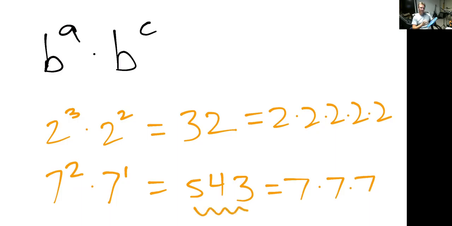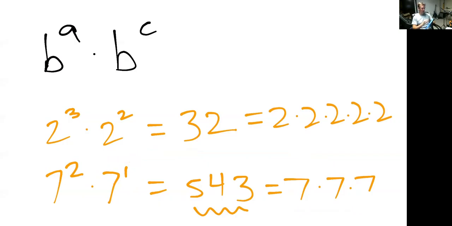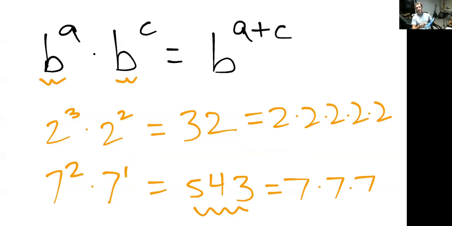This I'm not so confident on. This I'm very confident on. But it's no coincidence that this 2 and this 1 add together to give us the 3 sevens. That's the general rule that I'm trying to get at here. If you have the same base of 2 exponents multiplied together, you can rewrite it as just that base to the sum of their powers.